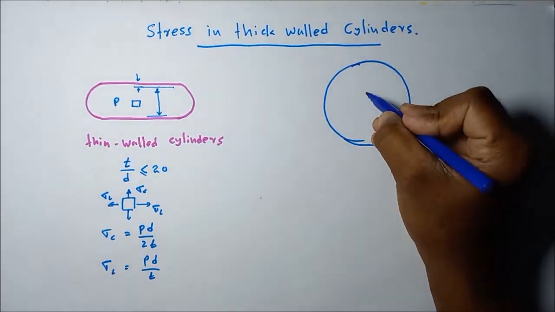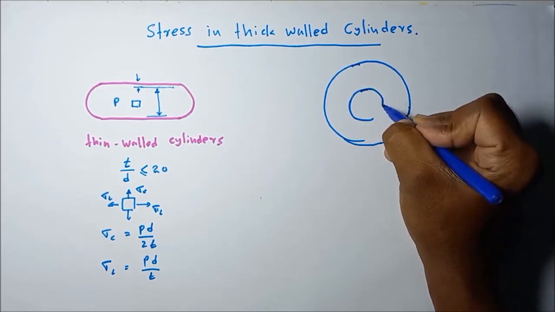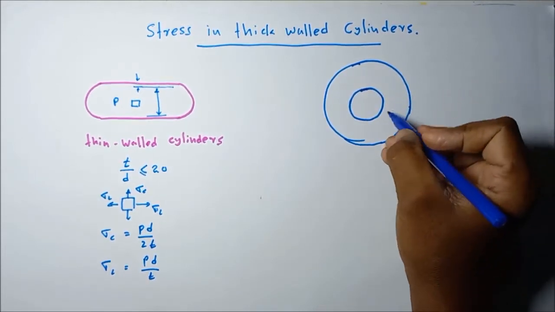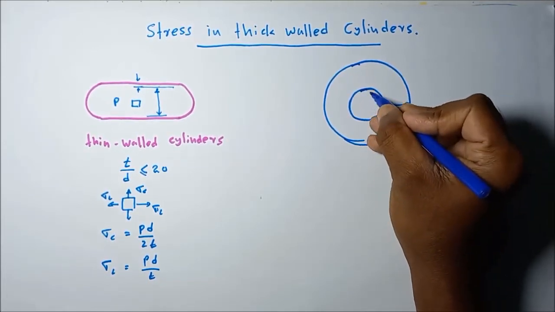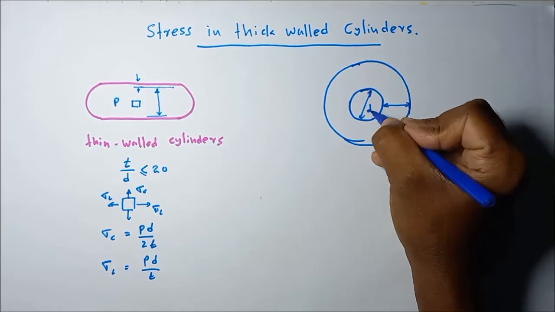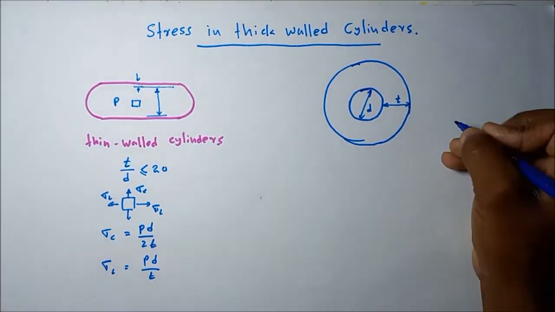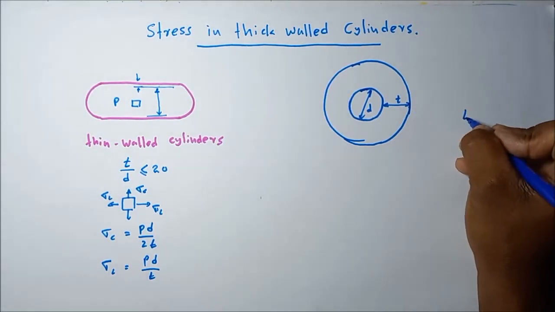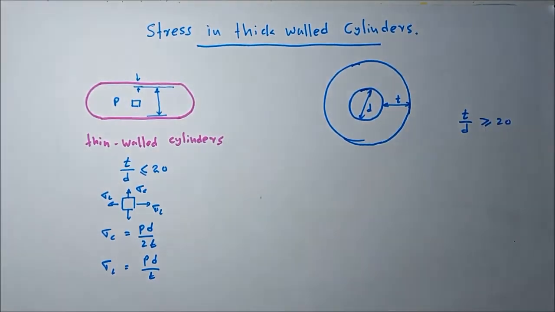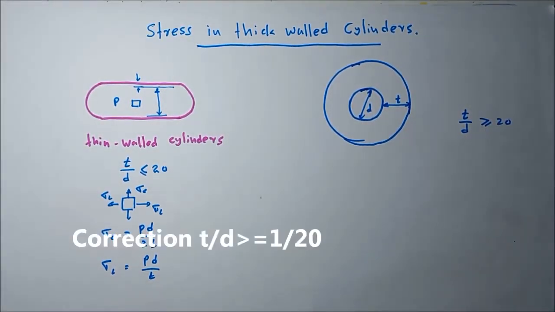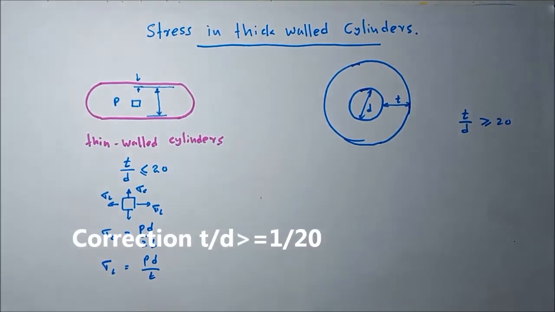I will draw the cross section of this kind of thick wall cylinder. You can see this time the thickness is very much greater than the internal diameter. Normally we consider a thickness to diameter ratio greater than 20, and we can analyze this kind using the thick wall cylinder stress analysis method.